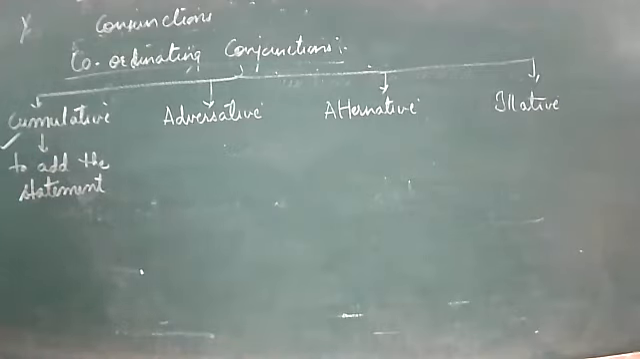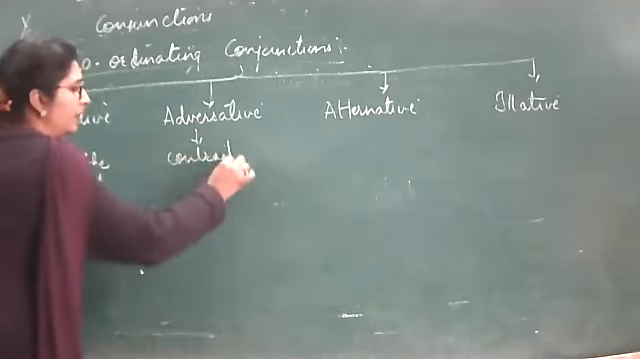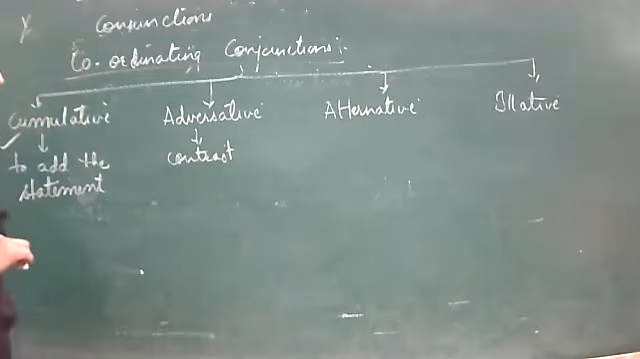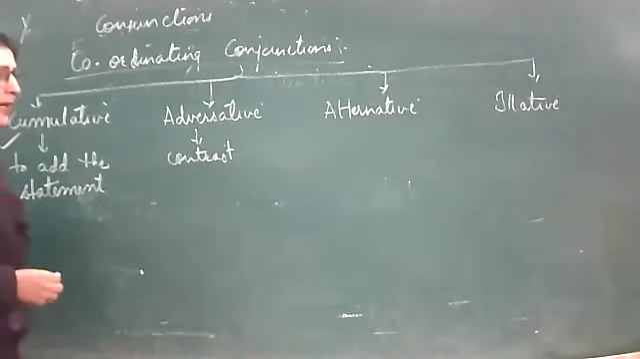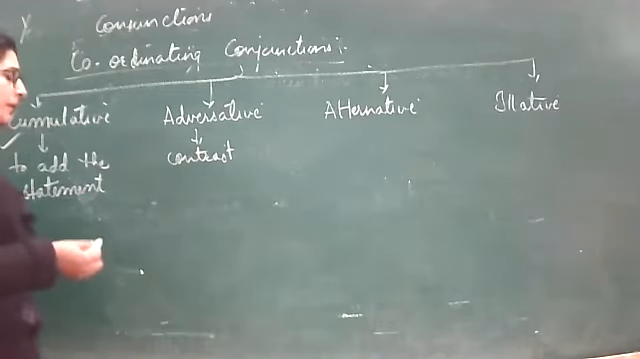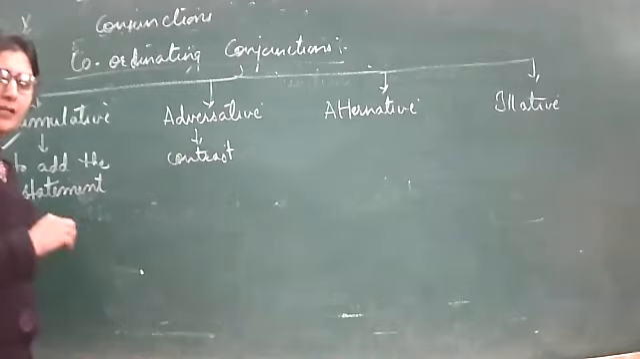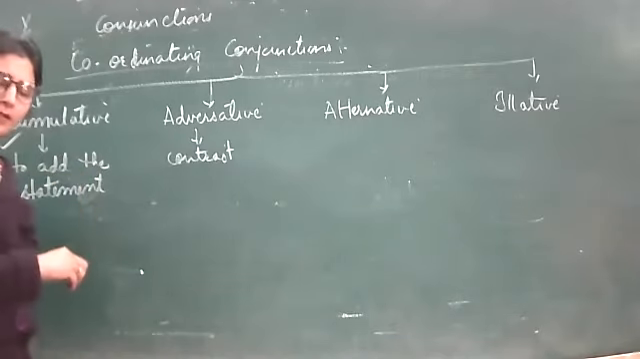Next is adversative. Adversative means when there is contrast between two. For example, the sentence which I have just written: I know the way to warehouse, but I don't tell you the way. Right? So it means that they always show the contrast. For example, I stayed back. It was raining. It was raining, so I stayed back.